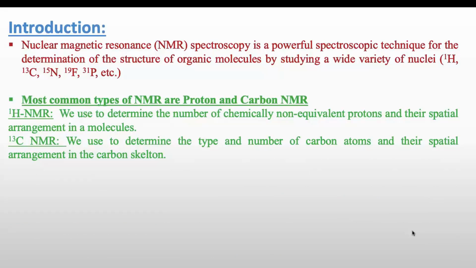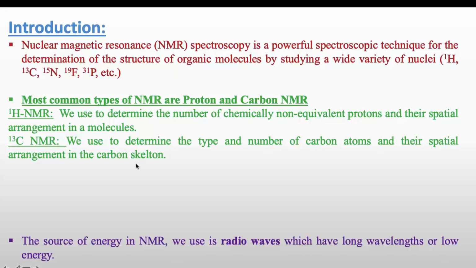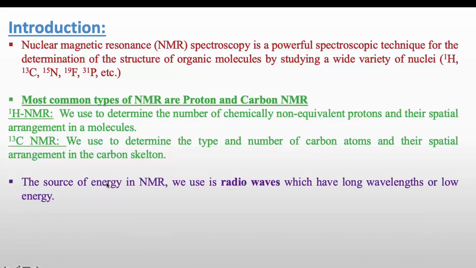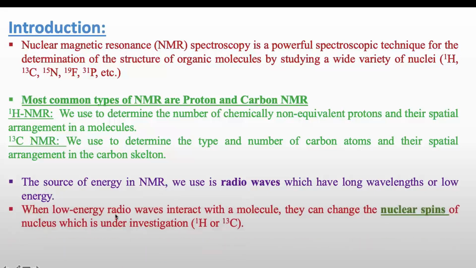In proton NMR, we determine the number of chemically non-equivalent protons and their arrangement in the molecules. While in carbon NMR, we determine the type and number of carbon atoms and their arrangement in the carbon skeleton. The source of energy in NMR is radio wave, which has long wavelength and low energy. When low energy radio waves interact with a molecule, they can change the nuclear spin of the nucleus, which we are going to investigate.